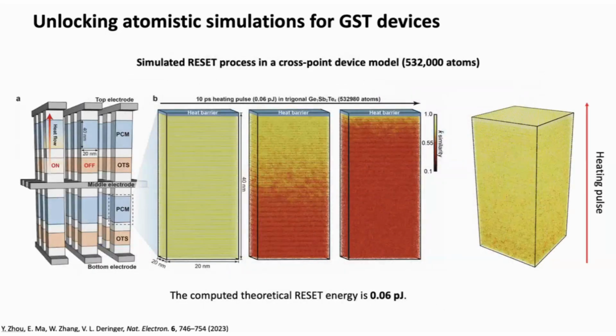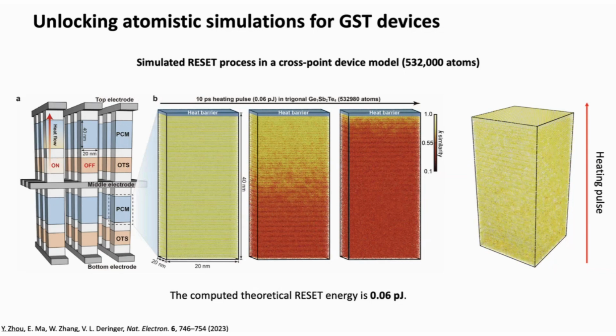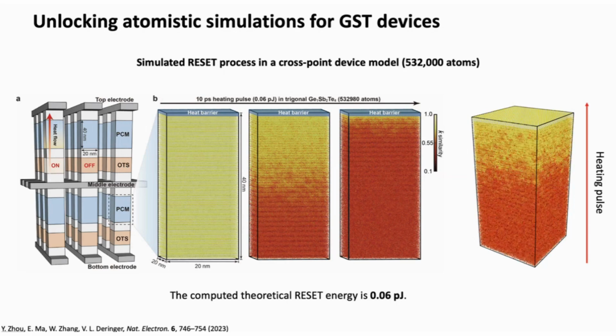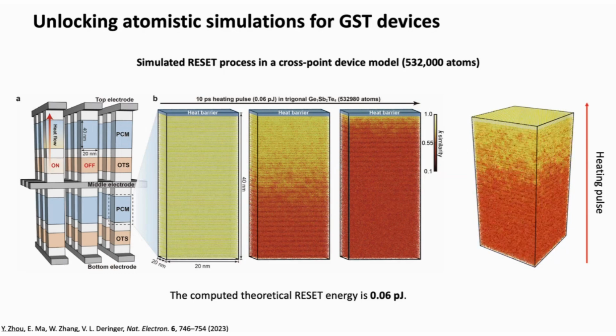Using the same protocol, we demonstrate a device-scale simulation of a 50 picosecond reset process in cross-point devices. We use a structural model with the same size as the real-world GeTe cell, which contains more than 500,000 atoms in a box of 40 by 20 by 20 nanometers. We inhomogeneously increase the kinetic energy of the atoms linearly in the vertical direction to mimic a reset heating pulse. So you can see that a gradual melting happens from the bottom to the top of the cell.